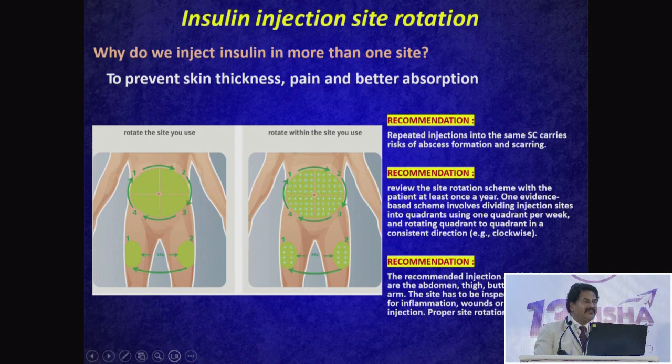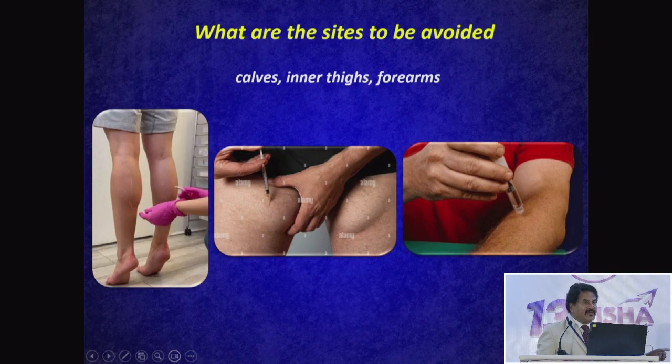The main important thing is to always teach our patients to inspect the injection site before every injection for abscess formation, bruises or bleeding, so many things they have to watch for. These are the sites to be avoided. Some people give injections in the calf region, some in the medial aspect of the thigh, some in the forearm. These are muscular regions where very little fat is there, and the medial aspect of the thigh has a complex of nerve endings. So these are the areas to be avoided.